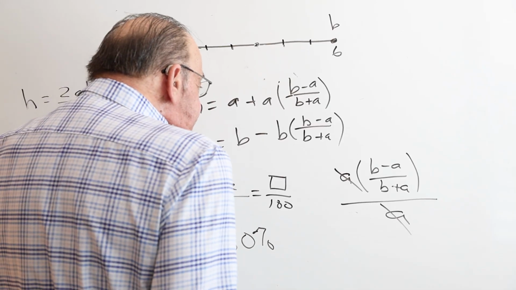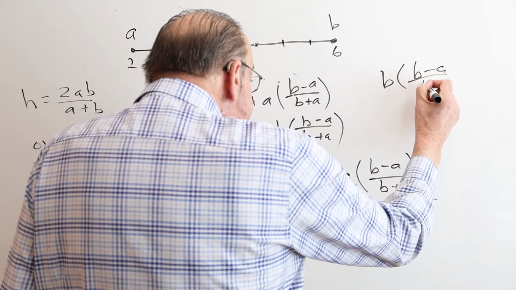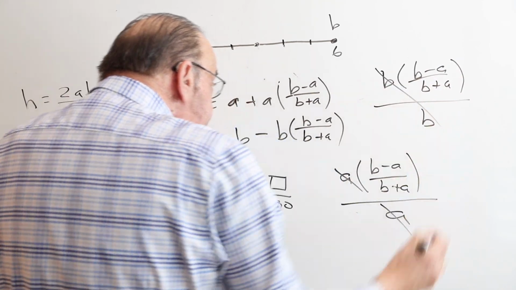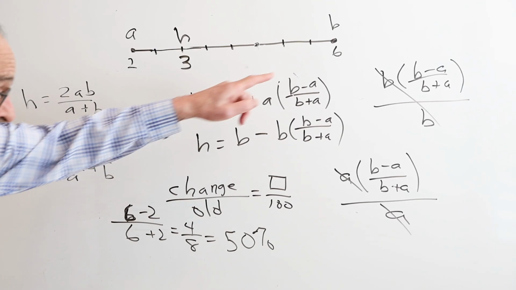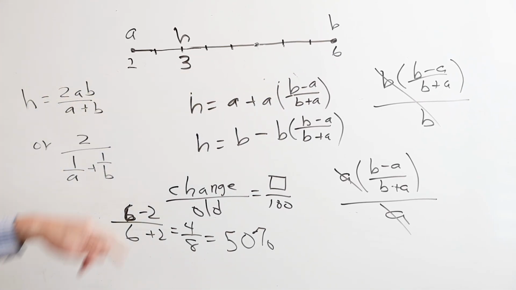So again, it's going to be the same thing. You're going to get B times (B minus A) over (B plus A), over B. You end up with the same ratio, so you're going to get the same fraction, except one is positive and one is negative. So in both cases you get a positive fraction, but one is a decrease, which is negative, of course, and one is an increase, but the absolute values are the same.